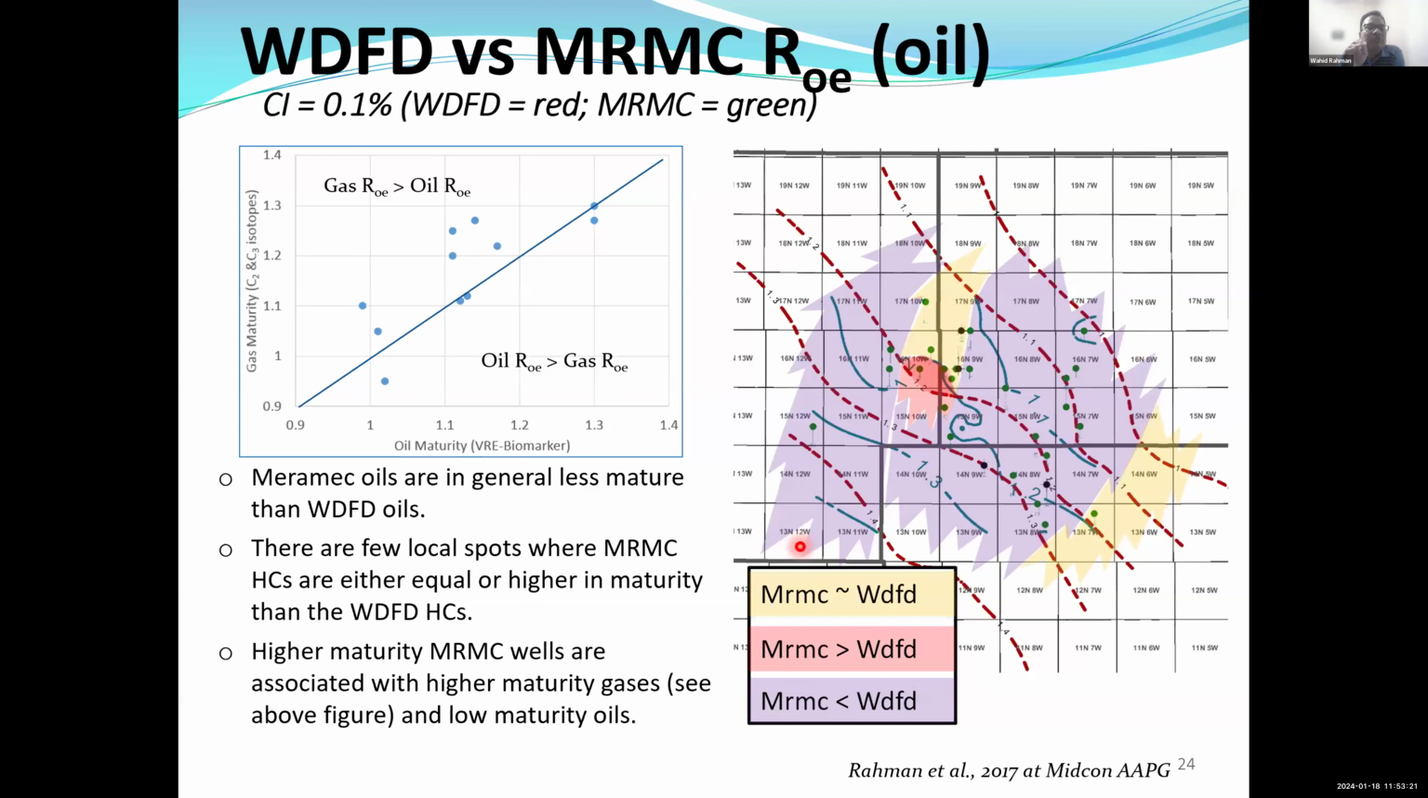Wherever you see low maturity in the gas, that means you have high maturity gas and the oil migrated in. So if you map it on the right hand side, you can see there are some hot areas that are red and yellow colors. Those are the places where you see the Meramec. Meramec and Woodford are holding similar maturity where you see the yellow, and Meramec is higher than the Woodford where you see the red.